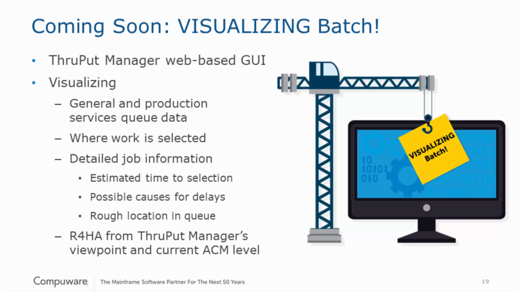And it's going to help you visualize both your general and production services queue data, identify where your work is getting selected, and identify specific job information: when that job might be selected, if it's delayed, what the reason for the delay is, and what the rough location in the queue is. Also coming would be the rolling 4-hour average support too, showing you how ThruPut Manager is reacting to that.